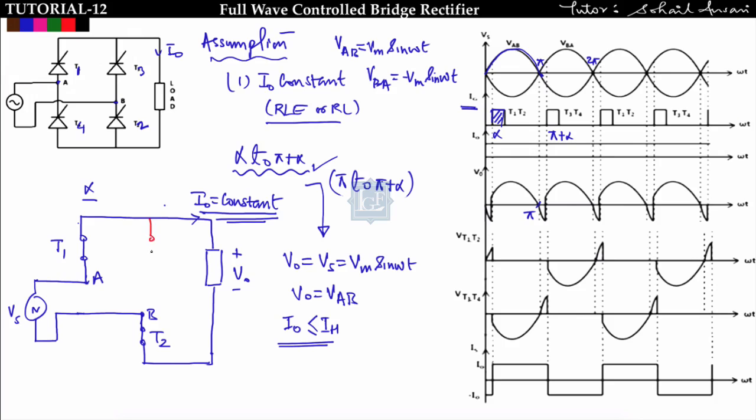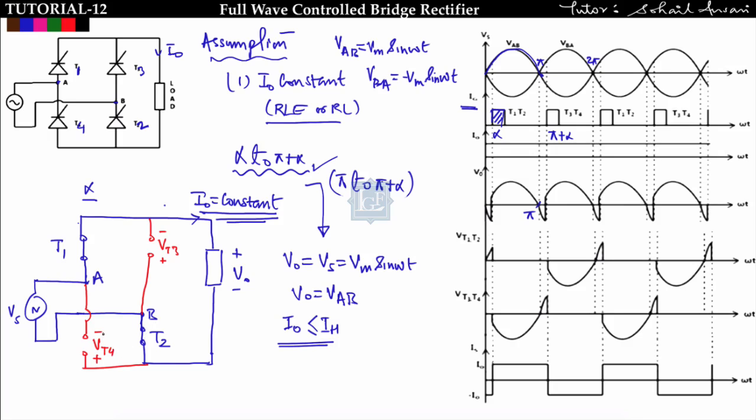So where is T3? T3 will lie somewhere here, something like this, and it is connected to B, and the polarity of voltage drop across T3 will be from plus to minus like this. This is VT3. Now where is T4? T4 is connected to A. So T4 is something like this, and it is also open circuited from alpha to pi plus alpha, and it is connected like this, and the voltage polarity across T4 will be like this, VT4.